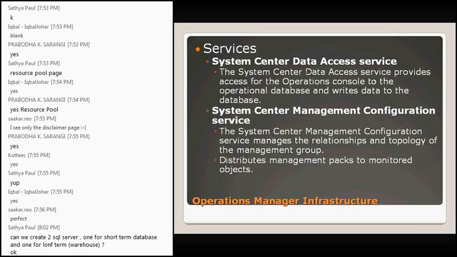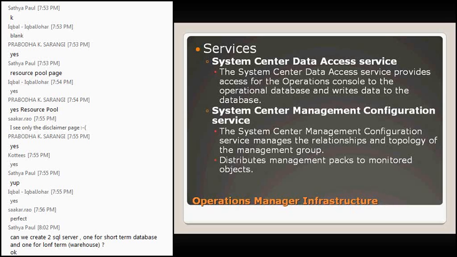And there are two more services. That is basically the data access service. What is this going to be? This is basically the service that provides access for the operations console to the operational database. So if the data access service is down, you are probably going to get issues communicating with your operational database, and you can't even write any data.